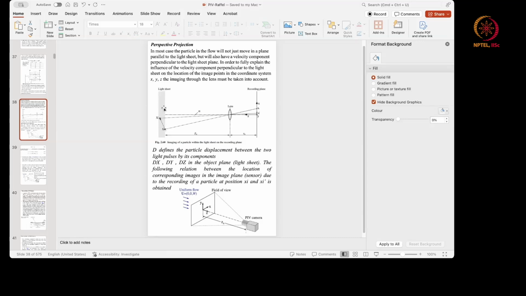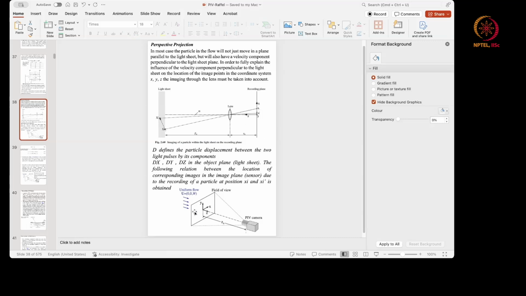So the particle may not actually move in the plane of this light sheet, but may actually have a velocity component which is perpendicular to the light sheet. That means it might have a z component, for example. All right. So, in order to fully explain the influence of the velocity components perpendicular to the light sheet, the location of the image points in the coordinate system x, y, and z, the XYZ that the lens actually images, needs to be taken into consideration, because this is what the lens is actually imaging. So this is the imaging of a particle within the light sheet in the recording plane.